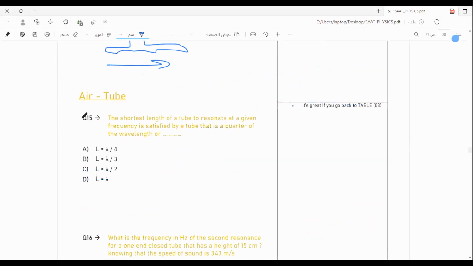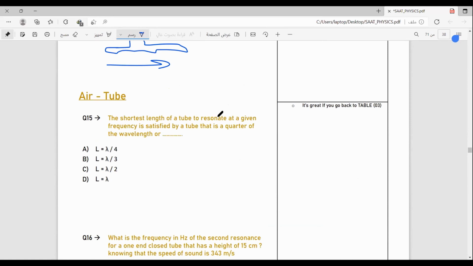Fantastic. Nice. Okay. Question number 15. The shortest length of a tube to resonance at a given frequency is satisfied by a tube that is a quarter of the wavelength. Maybe the question is not clear, but in any question itself, the answer is there. Yes, Hamza, you are right, it is A. The question mentions a quarter of the wavelength, the lowest and the shortest.